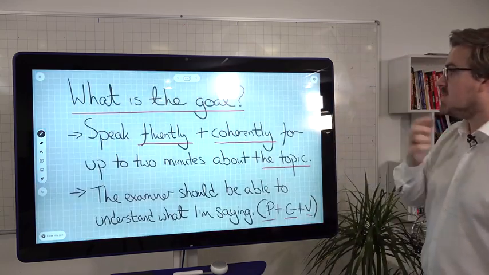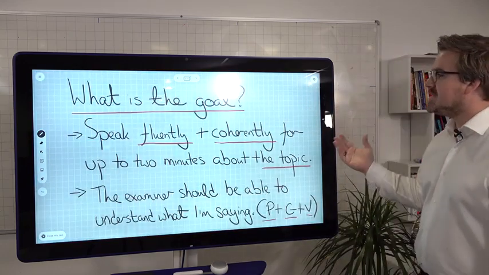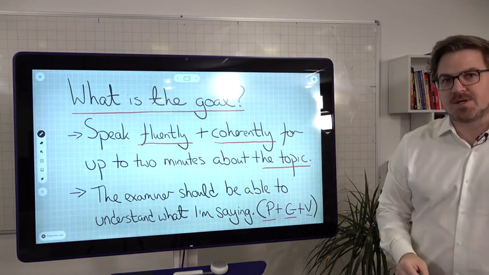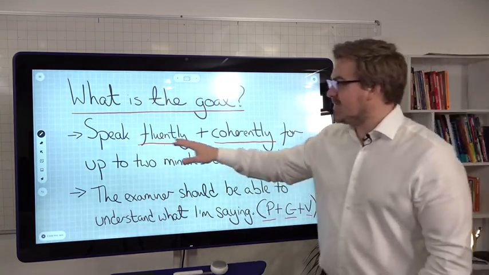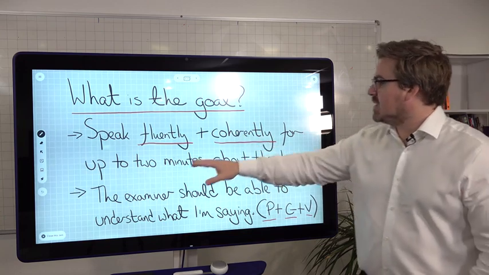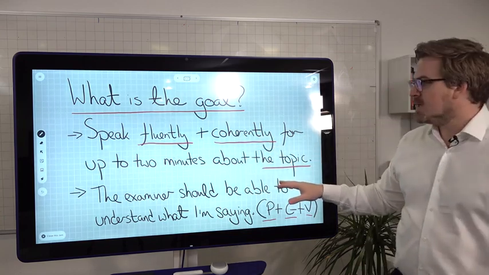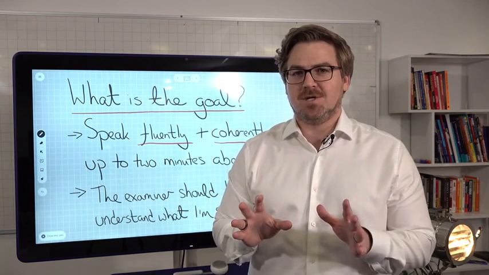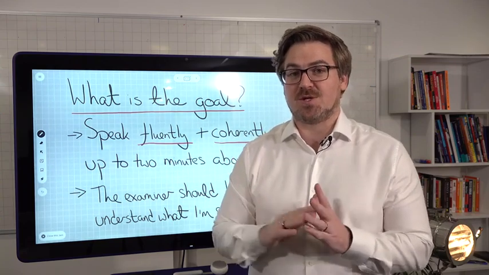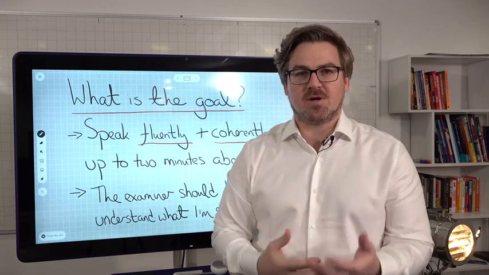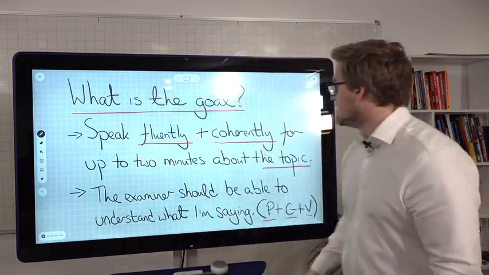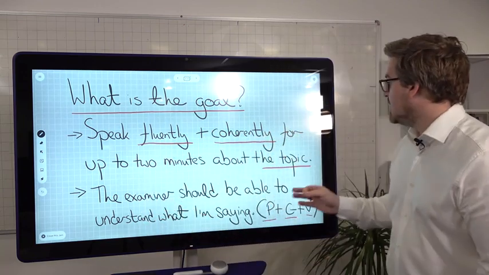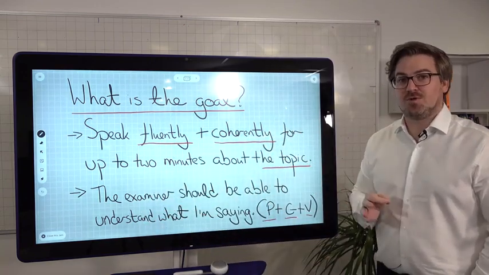So, what is the goal? The goal is to speak fluently and coherently for up to 2 minutes about the topic. Let's look at that again. Speak fluently and coherently for up to 2 minutes about the topic. So for 2 minutes, you have to speak fluently. Fluently doesn't mean no pauses or no hesitations whatsoever. It means speaking without unnatural pauses and hesitations. Coherently, so stick to the topic and talk about the topic and only the topic for 2 minutes.